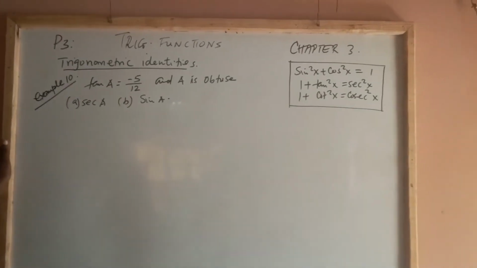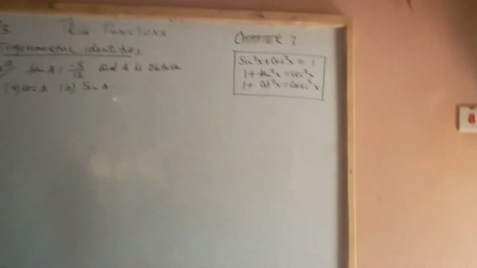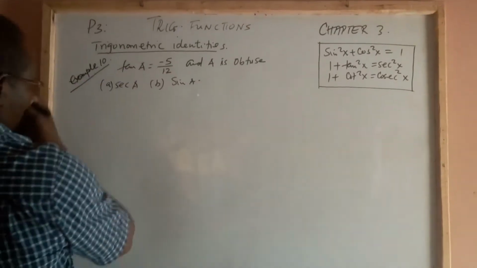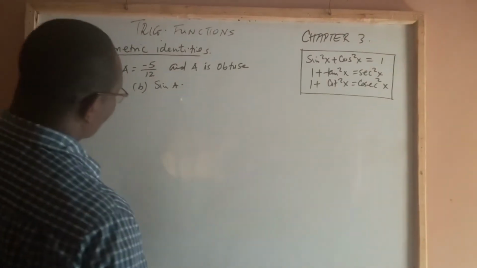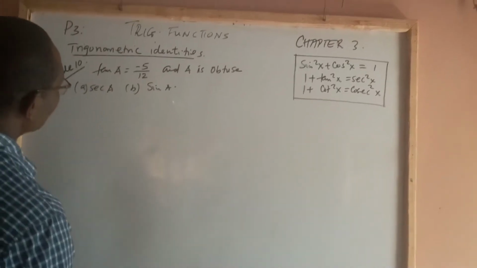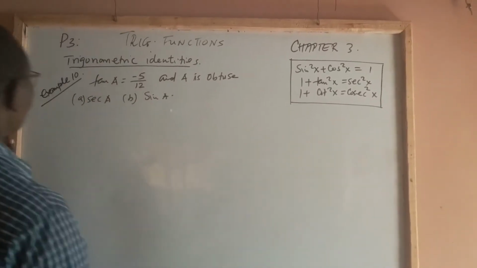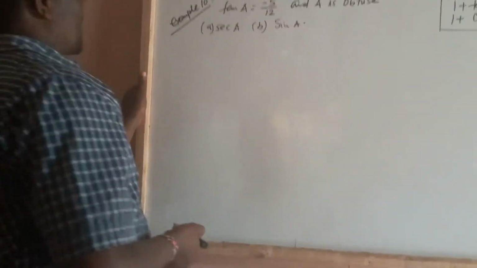In example 10, we are told that given the tangent of A is minus 5 over 12 and A is obtuse, that means greater than 90 and less than 180, in the second quadrant rather, then you are expected to find the sec of A.